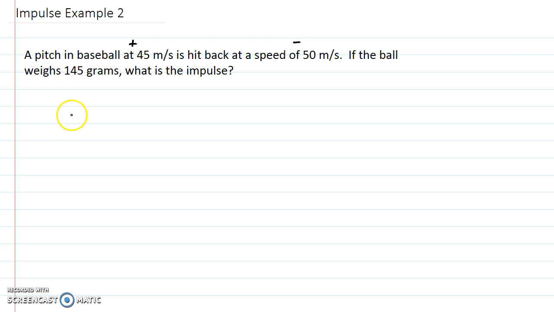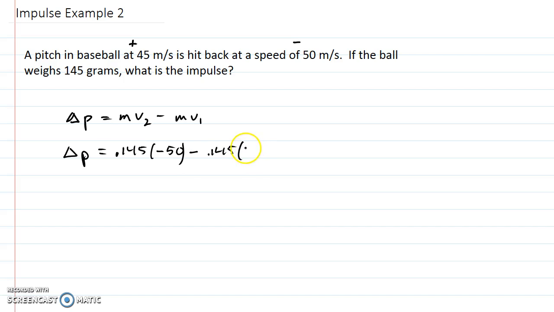Okay, so here's what we do here. The impulse is change in momentum, so I'm going to think mass times v2 minus mass times v1, or the final momentum minus the initial momentum. And I'm going to do mass, which is 0.145. Now, the final velocity is actually going to be negative 50 minus, and then we're going to have 0.145 again, times the initial, which is 45.